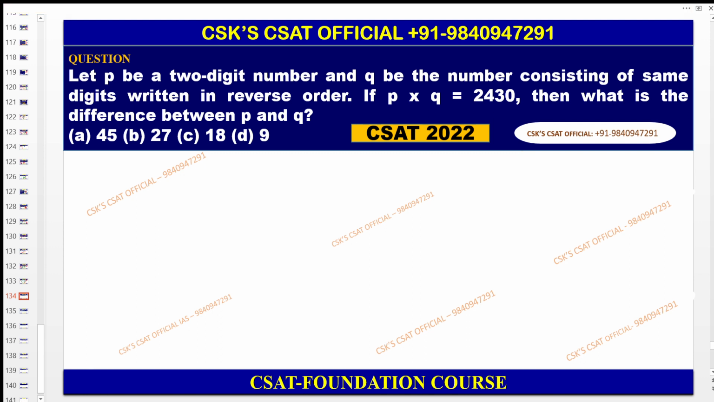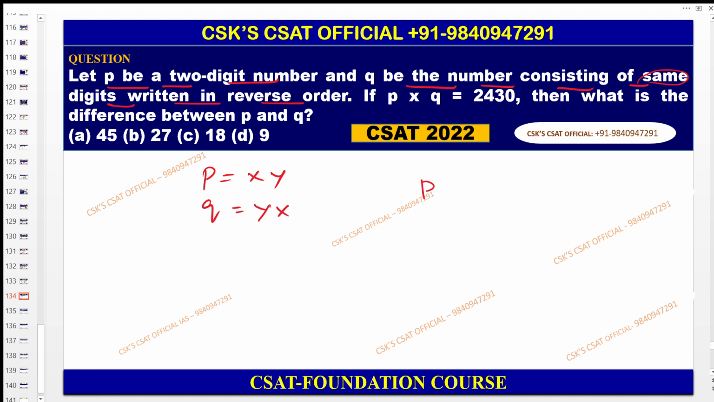This is a good question. You may expect this kind of question also, right? So now listen very carefully. P is a 2-digit number. This can be done within less than 1 minute also. Listen. P is a 2-digit number. Q is the number consisting of the same digits written in reversed order. So the keyword is same digits. For example, if P is equal to xy, then Q is equal to yx.